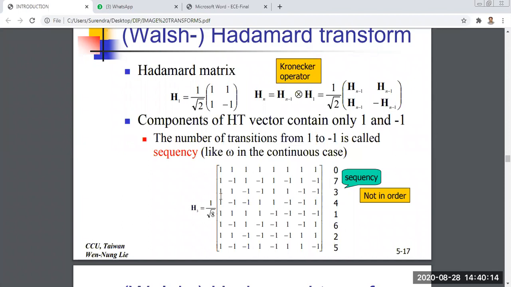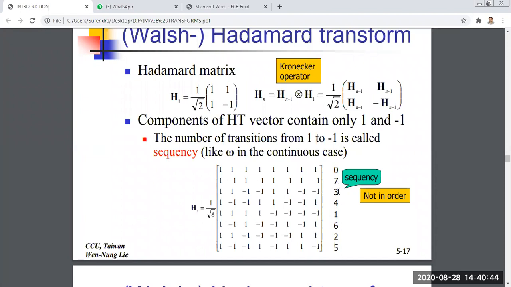Okay. In the third row, 1 to 1, no change. 1 to minus 1, there is a change, one change. Minus 1 to minus 1, no change. Minus 1 to 1, second change. And 1 to 1, no change. 1 to minus 1, third change. And minus 1 to minus 1, no change. So how many times is there a transition from 1 to minus 1? 3 times. Like this, there are transitions for the other rows also.